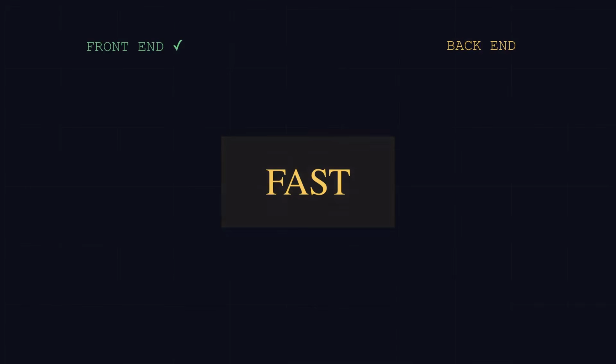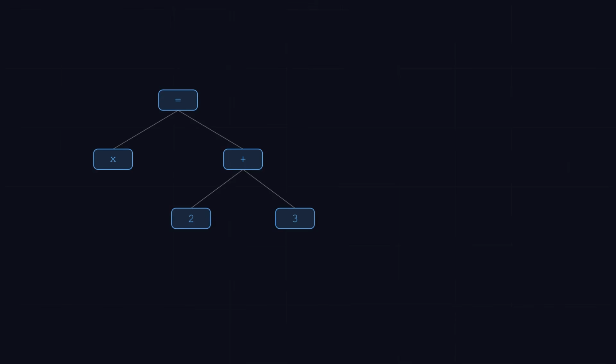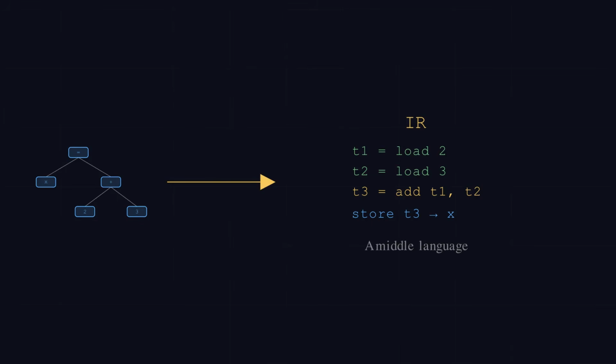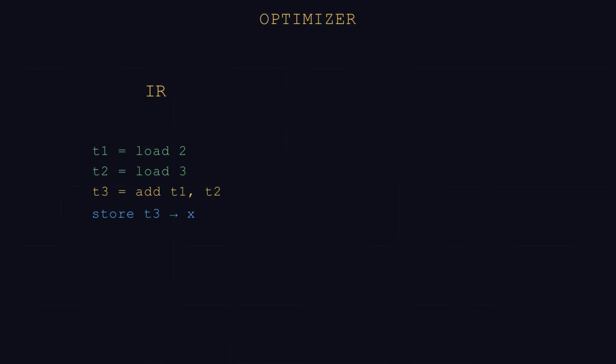The front end understood your code, the back end's job is to make it fast. And this is where compilers become genuinely magical. The verified tree gets lowered into an intermediate representation, IR. Think of it as a simplified, machine-neutral version of your code. Not quite assembly, not quite source code. A middle language. And now the optimizer goes to work.